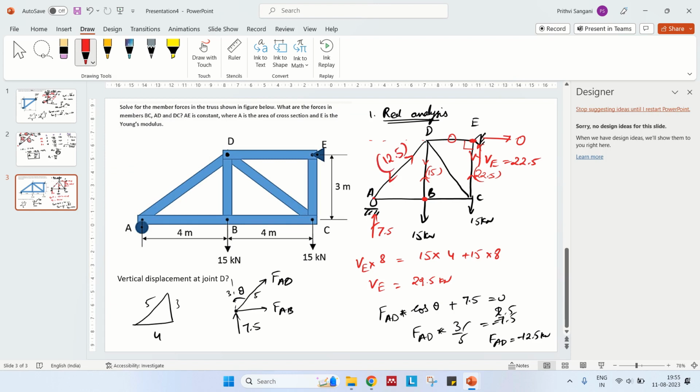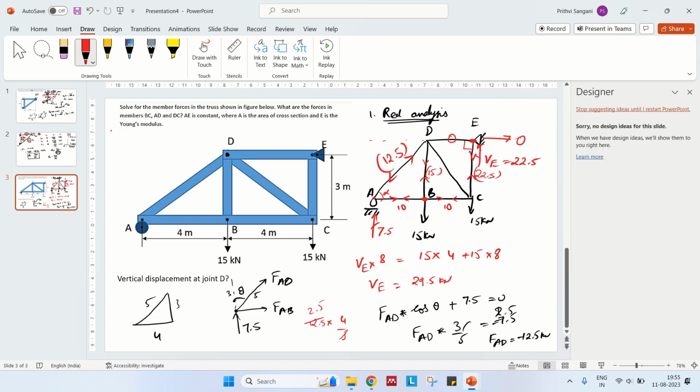Now what about FAB? FAB is FAD times cos alpha, this is alpha. What is this cos alpha? This is 4 divided by 5, that means 12.5 times 4 by 5, which is 10. There is nothing else here, so this should be 10 again. Okay. Now what is remaining? Only this one is remaining.